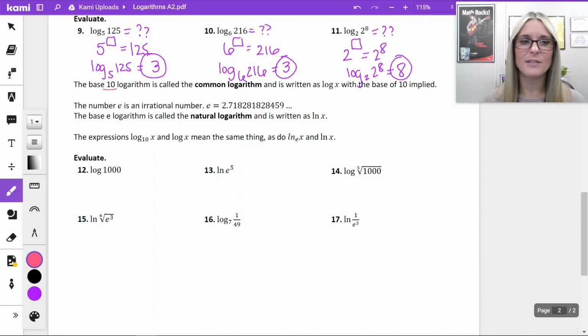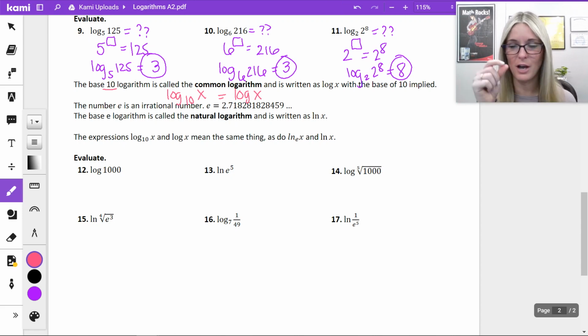Now the base 10 logarithm, so far we've had base 5, base 6, base 2. If it has a base of 10, it's called a common logarithm and is written as log x with the base 10 implied. So if you have log base 10 of x, we just leave it as log x. And everyone knows if there's not a base shown, it's implied that it's 10.